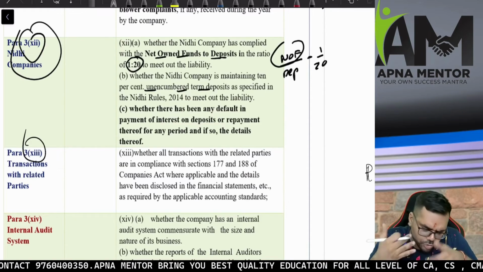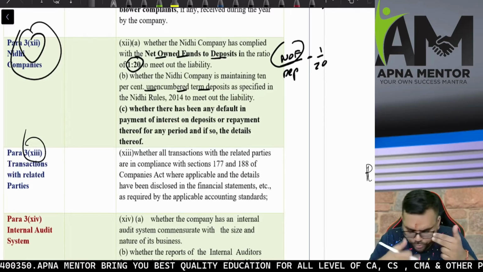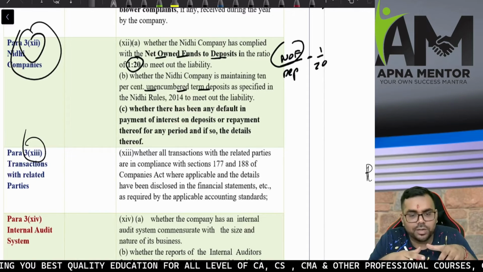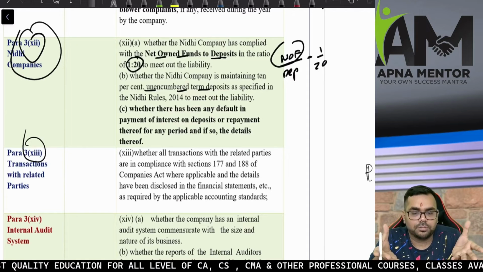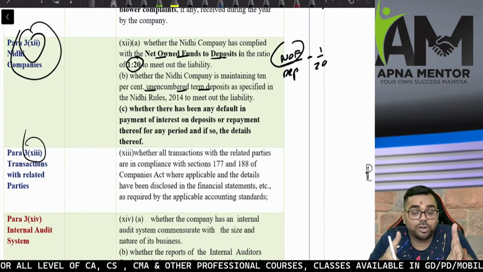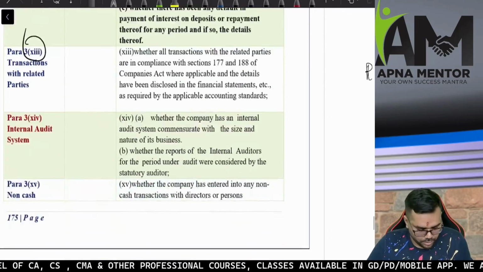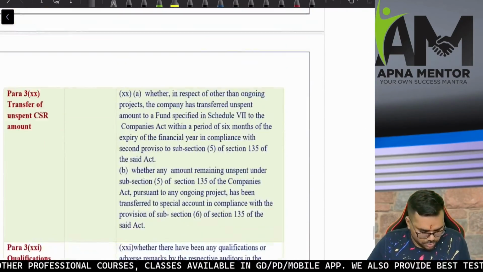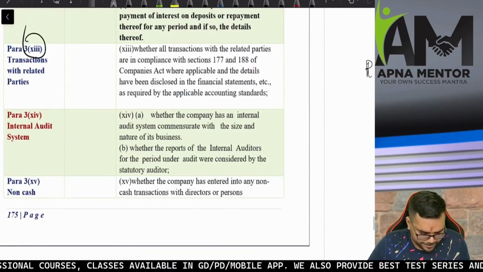So as the auditor, I need to report whether they have maintained that ratio of 1:20, whether they are maintaining 10% unencumbered deposits, and whether there is any default in the payment of interest or deposit by the Nidhi companies, whether they have not made any kind of default. Clause number 16 again particularly talks only about NBFCs, non-banking financial companies.